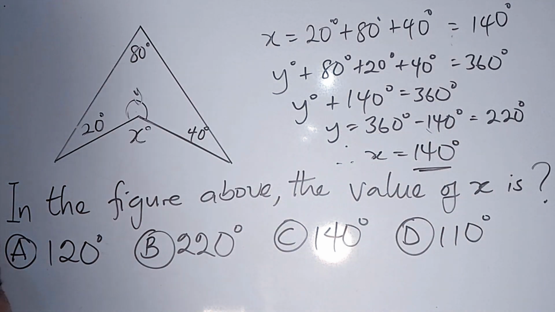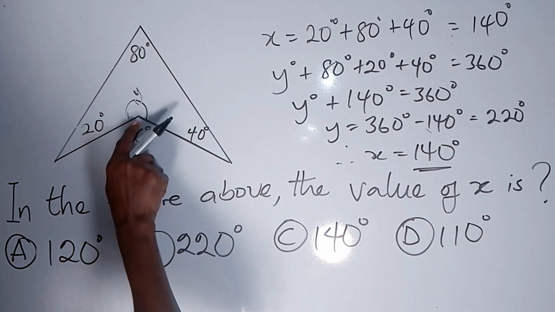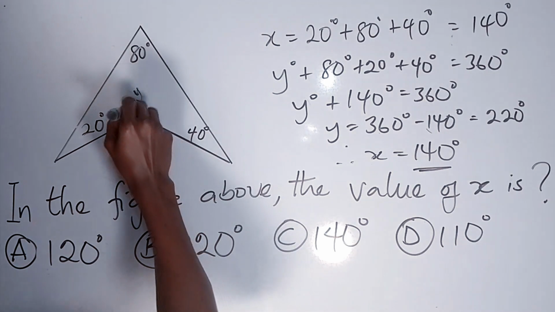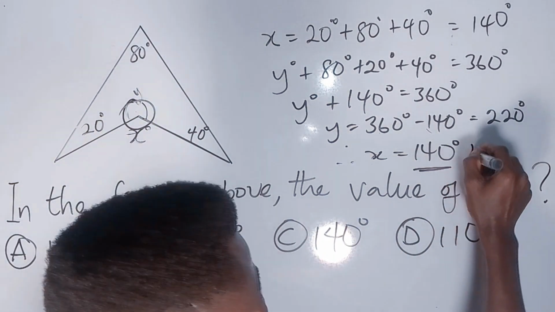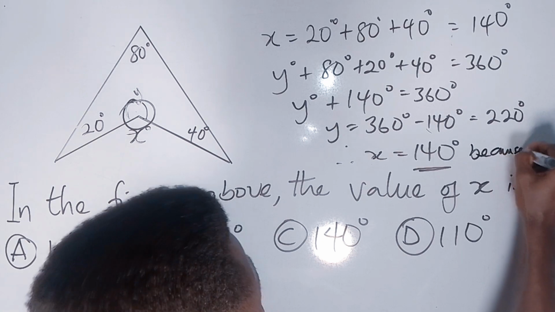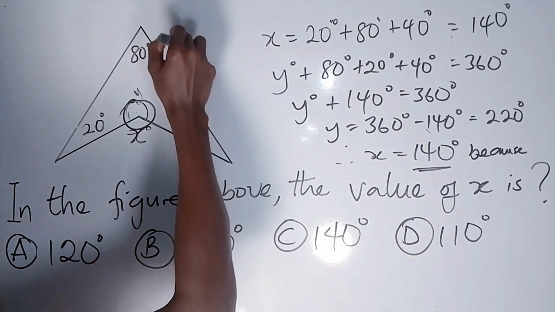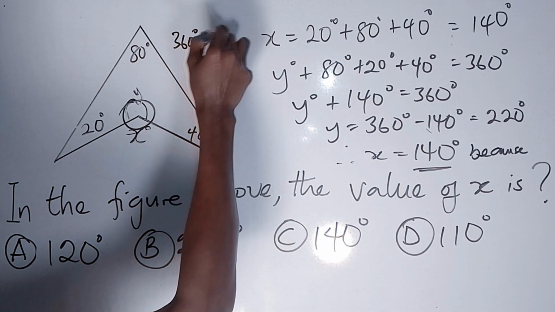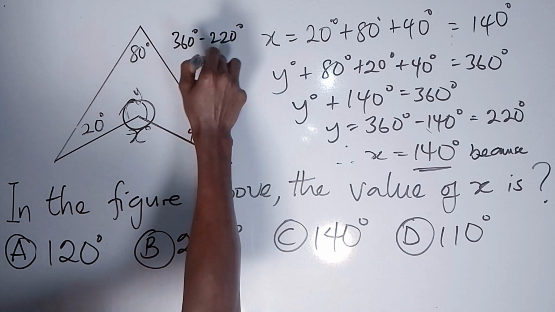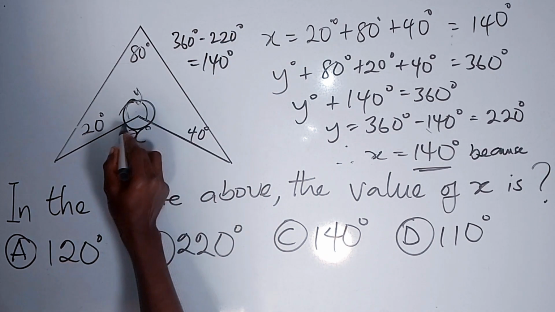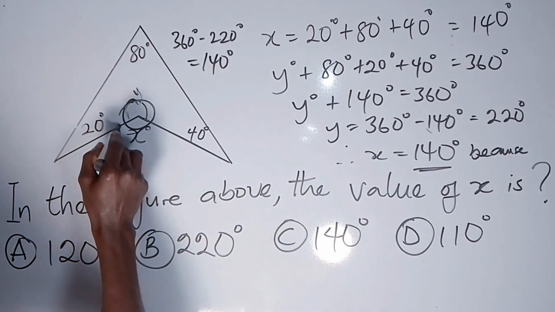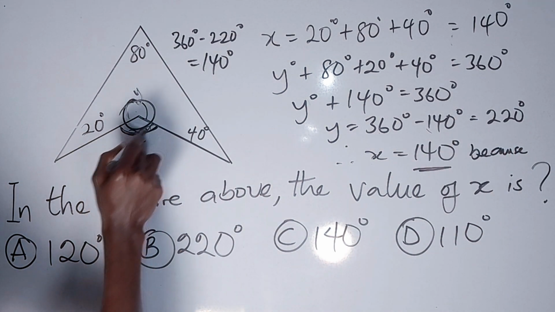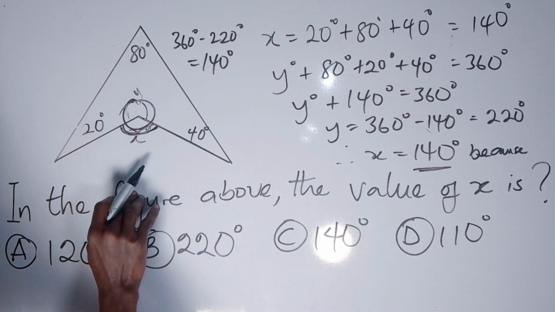Simple. Okay? Because the sum of all the angles here is 360, so 360 minus 220 will give me 140 degrees. 360 minus the angle y, which is 220, will give me 140 degrees. Okay, this angle here is 140 degrees.